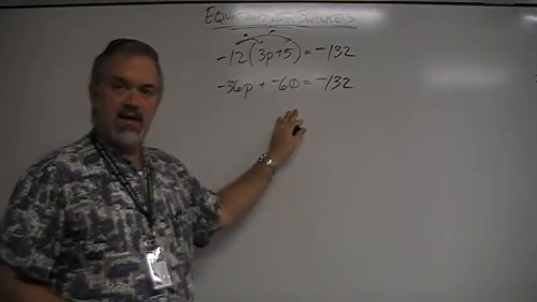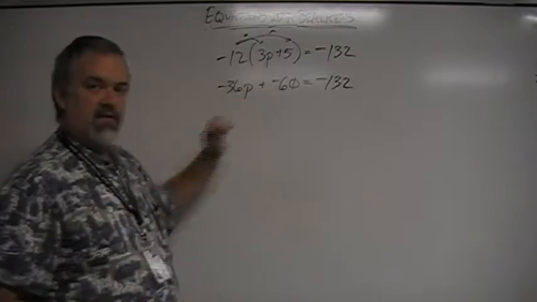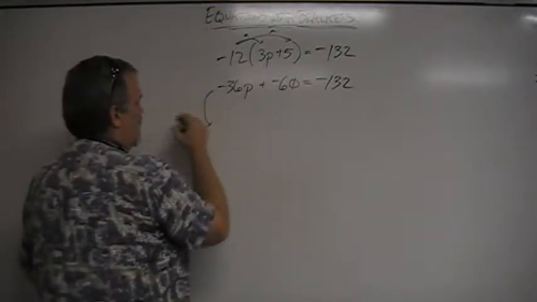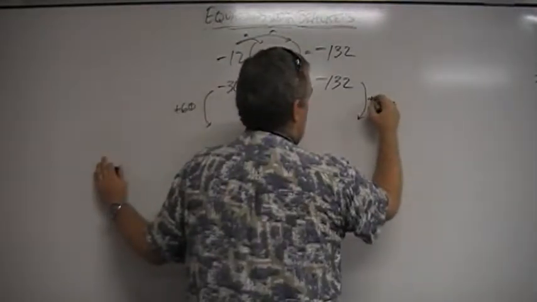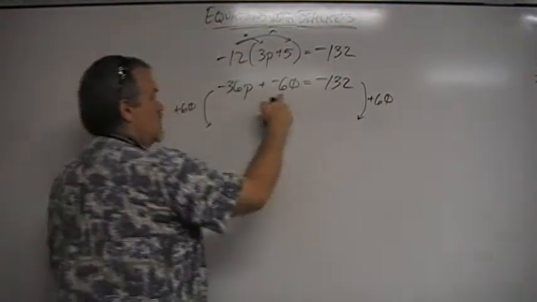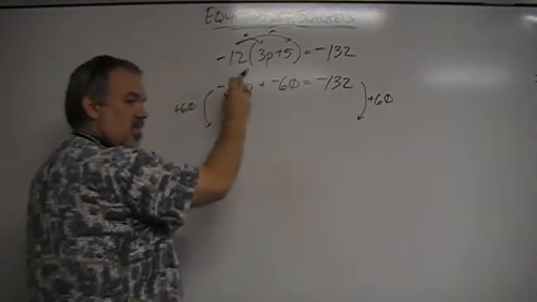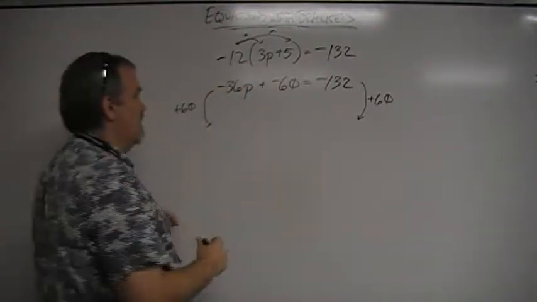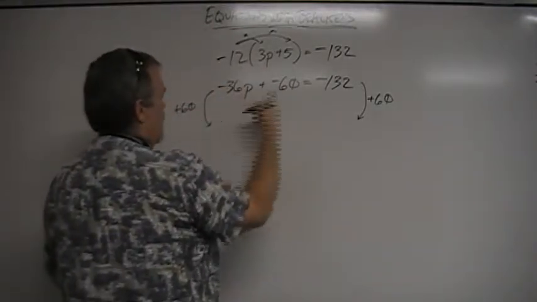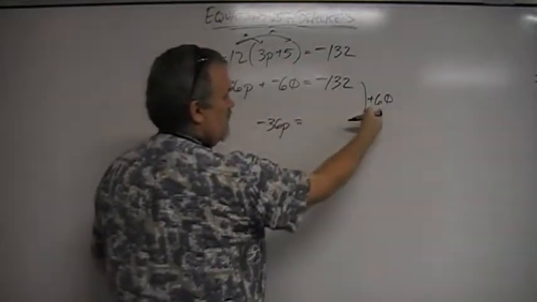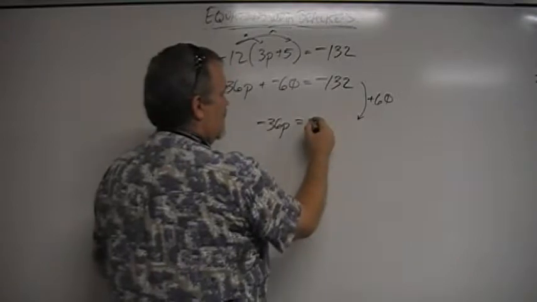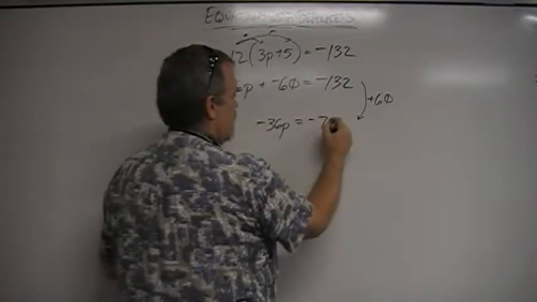We have a negative 60 here, or a minus 60 if you prefer. So in order to get rid of that, we're going to add 60 to both sides. Remember that we clear addition and subtraction first, trying to get the p by itself, trying to isolate p. So this cancels, we're left with minus 36p is equal to, then we add 60 to that, which gives me minus 72.